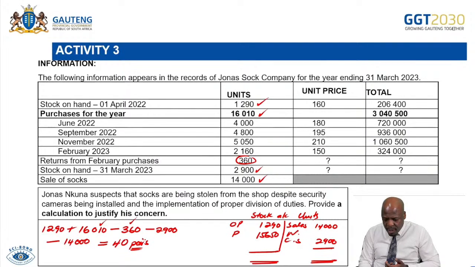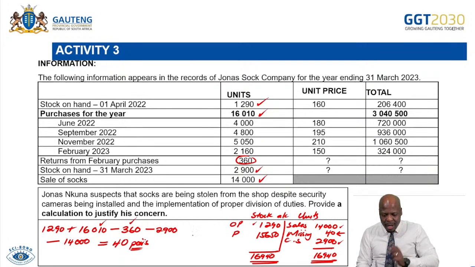And then you close off your ledger account. And then the difference would be your missing here. So in other words, you're saying 1,290 plus 15,650. All right, and then you get 16,940. And then you say 16,940 minus that one, then you end up with your 40. That is what was missing.